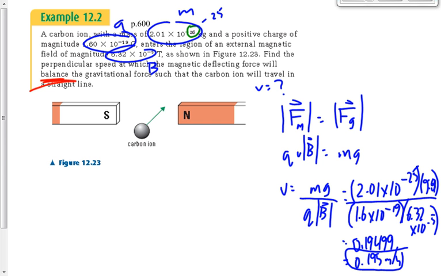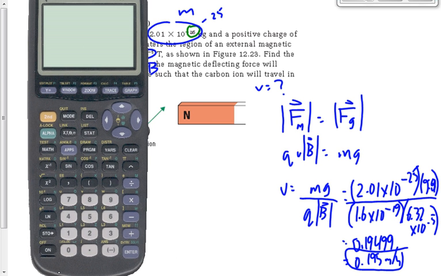You didn't get that? Okay, let's pull out the calculator and do it together. Yeah, it's 9.81. So let's use some brackets here. 2.01 times 10 to the negative 25 times 9.81, divided by start bracket again, 1.6 times 10 to the minus 19 times 6.32 times 10 to the minus 5. And we get 0.195. It's a pretty slow speed. I would have predicted a lot greater speed than that, but that's what it is.